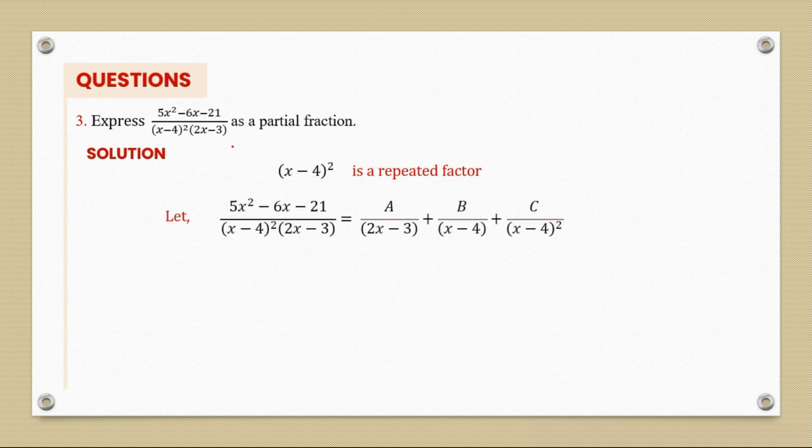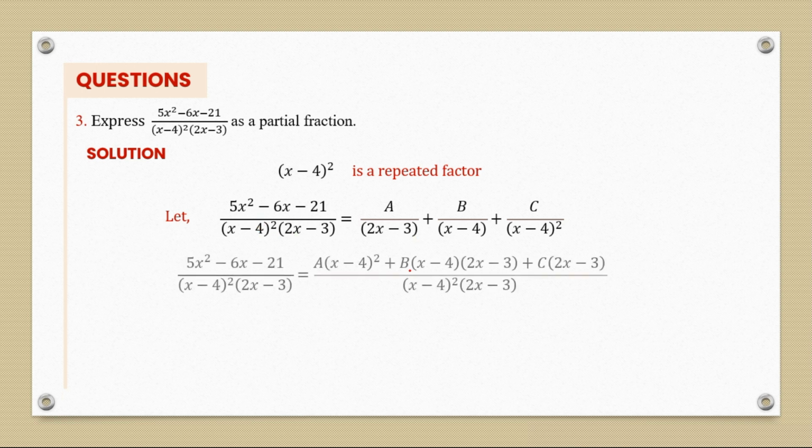So now this is how we express it. We have, so now let's deal with the repeated factor. Actually, let's first deal with the linear factor. So we have a over this 2x minus 3, and then we're going to have b over the first value of the increasing power. So we have b over x minus 4 plus c over x minus 4 squared, and that's what we have right there.